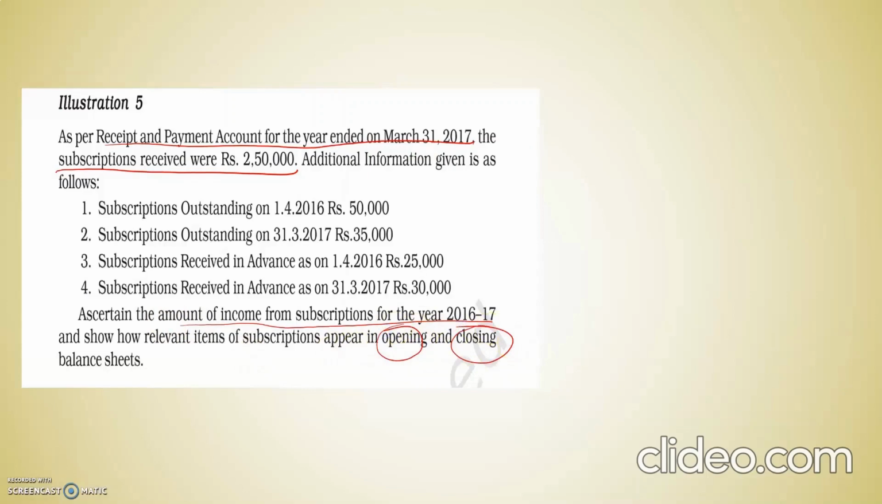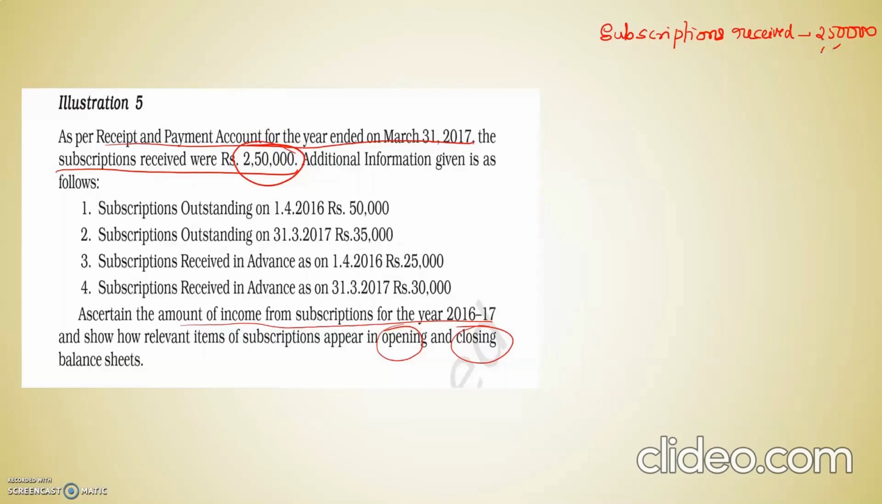First, let us make the calculation related to income and expenditure account. Starting from subscriptions received, in this example, subscription received is 2,50,000.